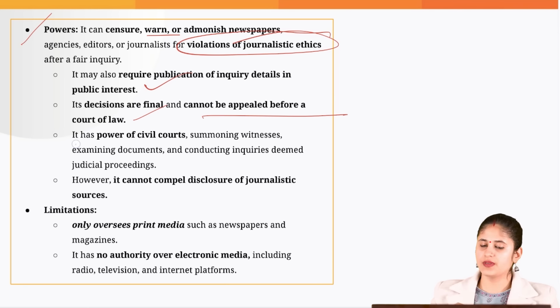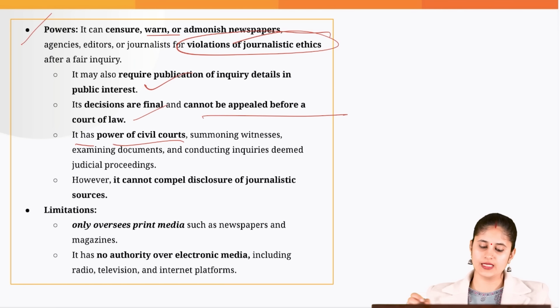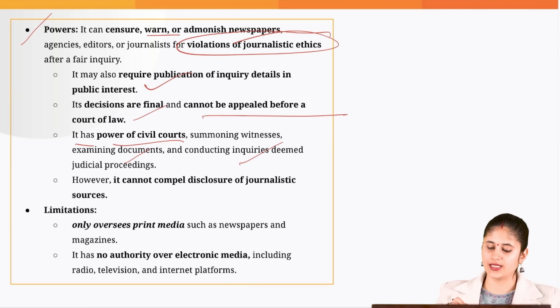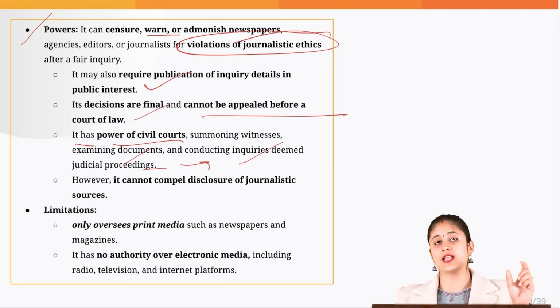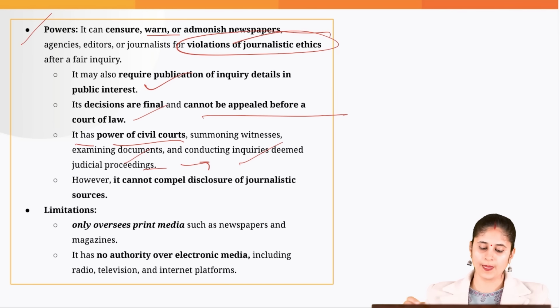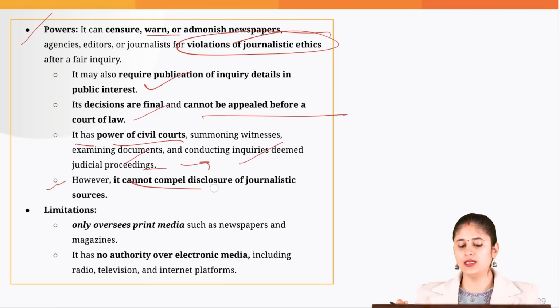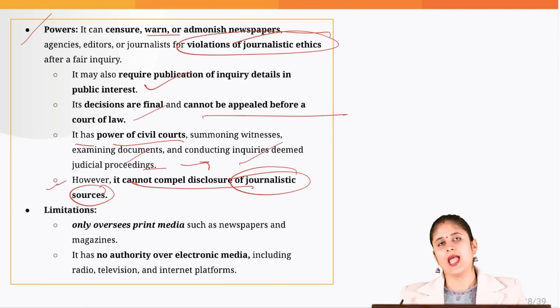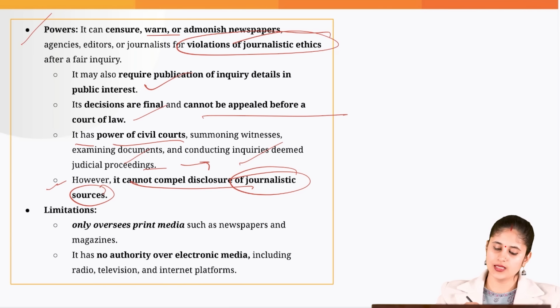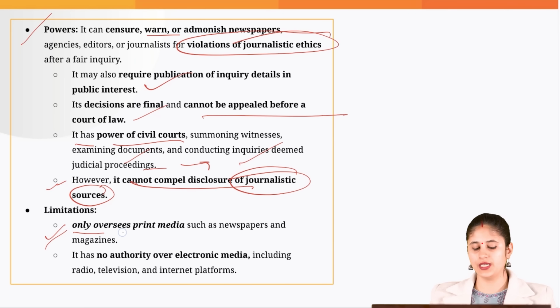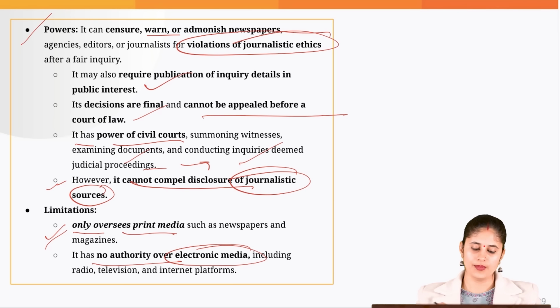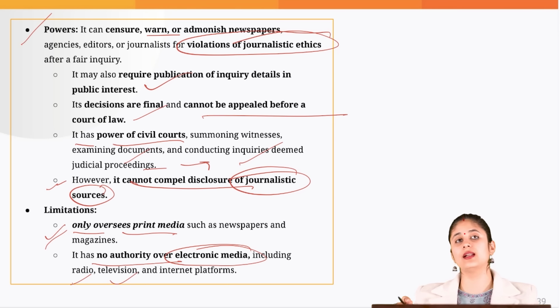It has the power of civil courts. Basically, it can summon witnesses and examine documents, and conducting inquiries is deemed a judicial proceeding. That is why we said that it is a statutory as well as a quasi-judicial body. However, it cannot compel the disclosure of journalistic sources. Another limitation on this body is that it only oversees the print media. It has no authority over the electronic media, basically your radio, television and internet platforms.